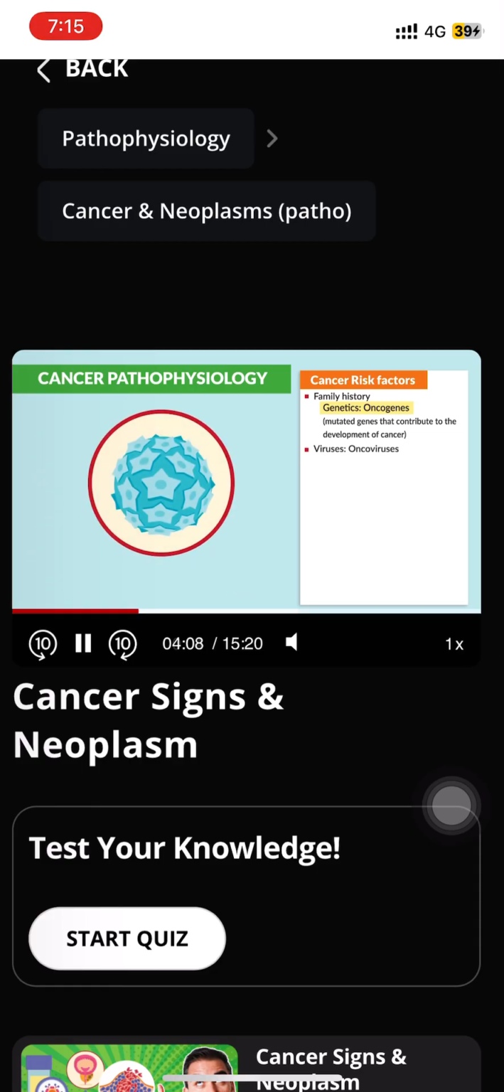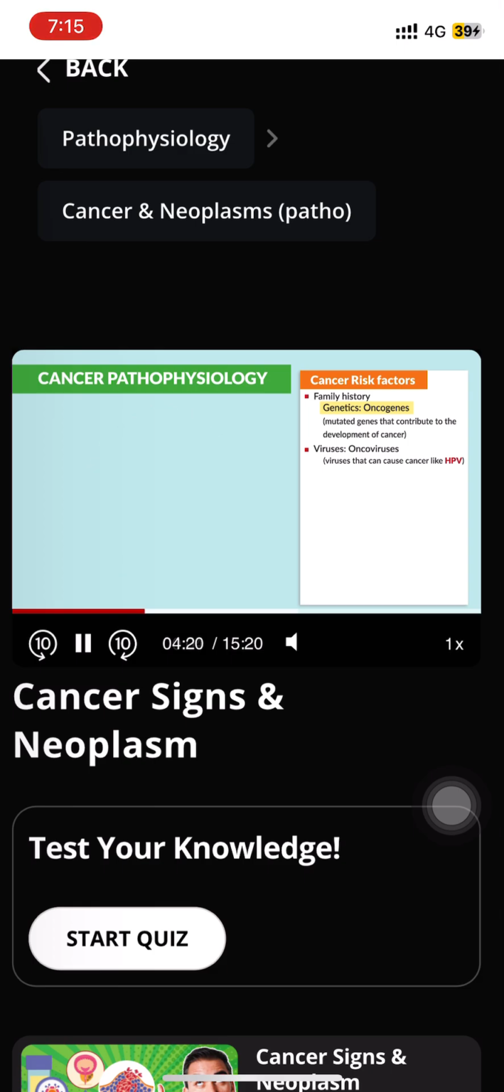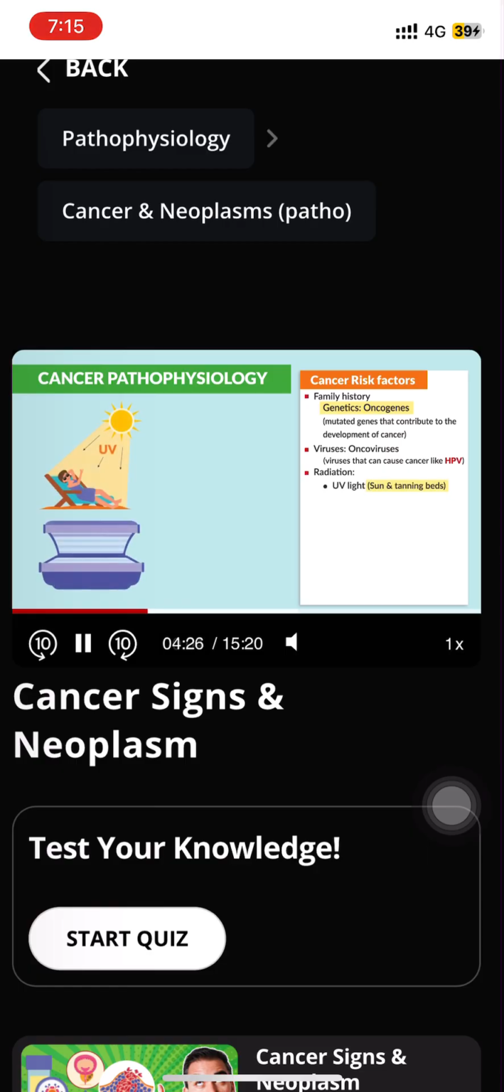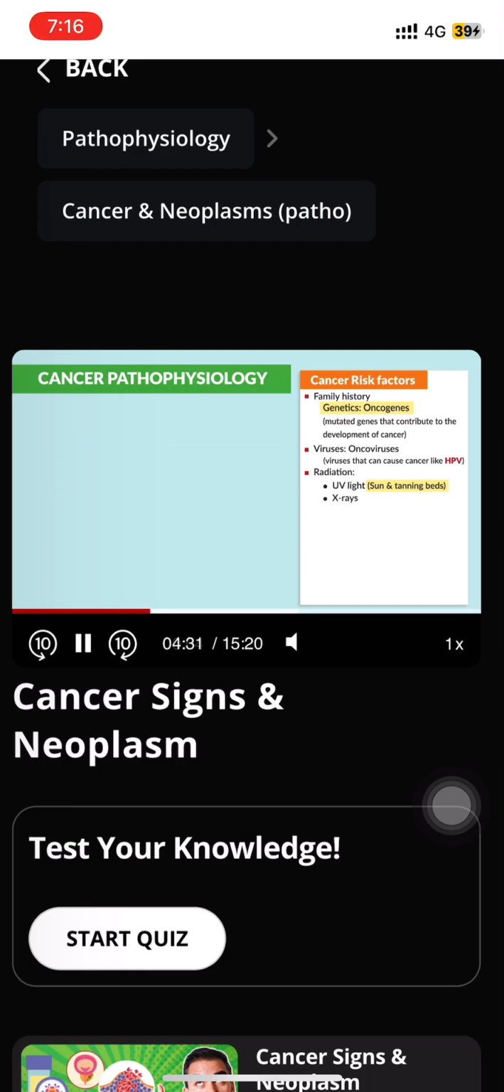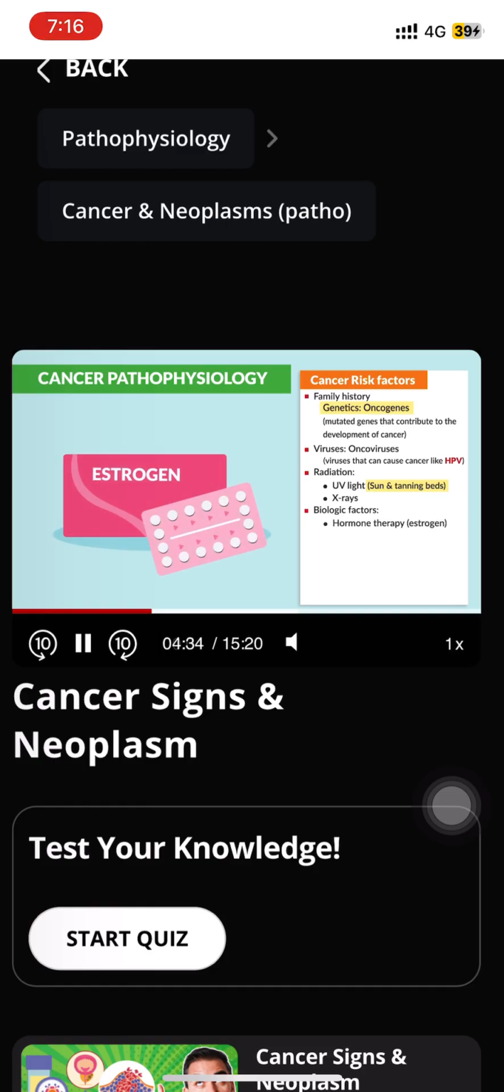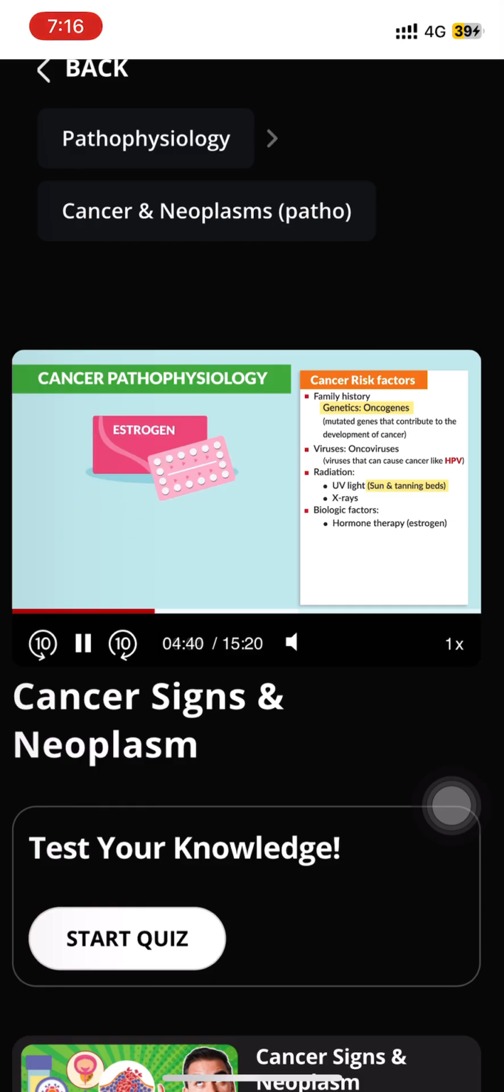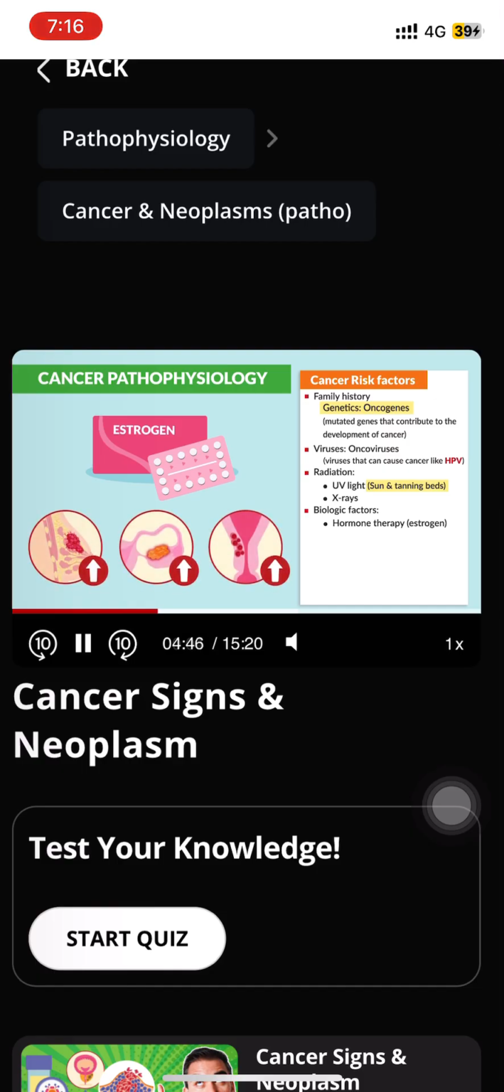Now, another cause here is viruses, also called oncoviruses. For example, viruses that can cause cancer like HPV, the human papillomavirus. Next is radiation, typically from UV lights like sun tanning and even tanning beds. But also X-rays can play a huge involvement in radiation. Next is biological factors like hormone therapy, specifically hormone therapy with estrogen. Now, even though these hormones have essential pathophysiological roles in both males and females, they have also been associated with increased risk of certain types of cancer with hormone therapy.